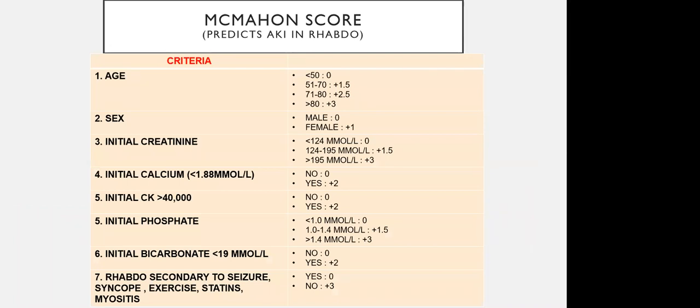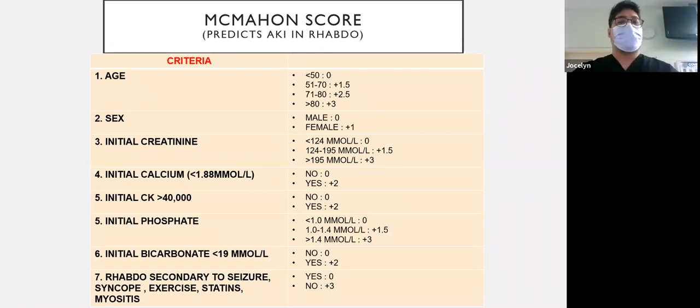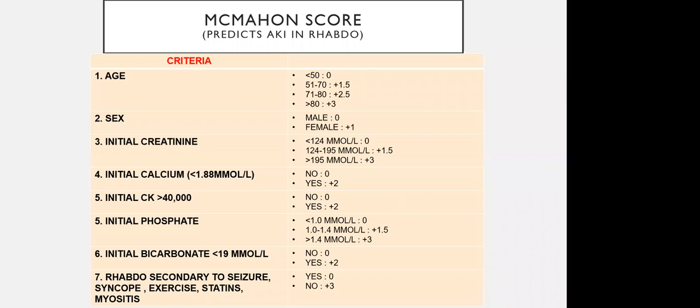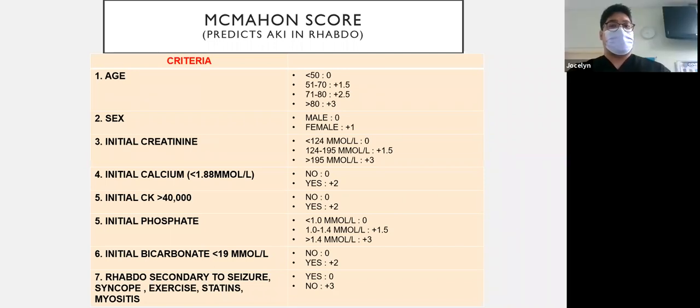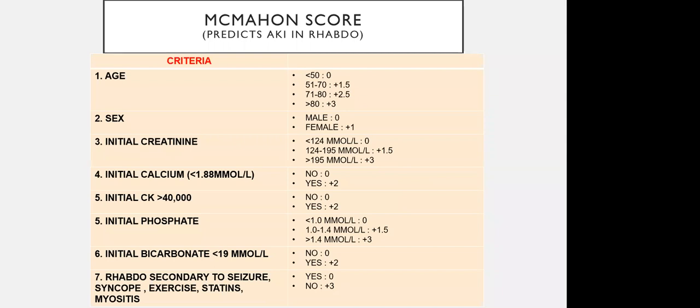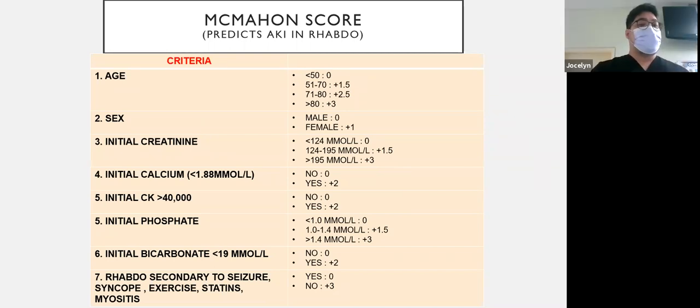McMahon score. Why do we want the McMahon score? Because it can predict AKI or worsening kidney function in rhabdomyolysis. Usually the score we take is more than 6. The components are age, sex, initial creatinine and calcium, initial CK, phosphate, and initial bicarbonate. If the patient has rhabdomyolysis secondary to seizure, syncope, exercise, statin, or myositis, there is also a score. But don't fret, I will explain after this.